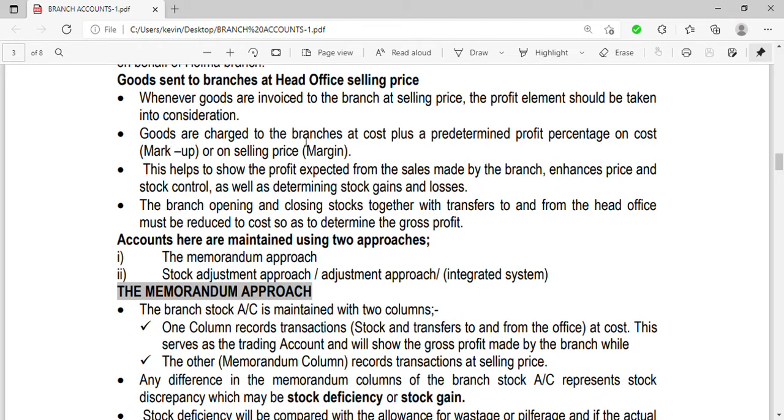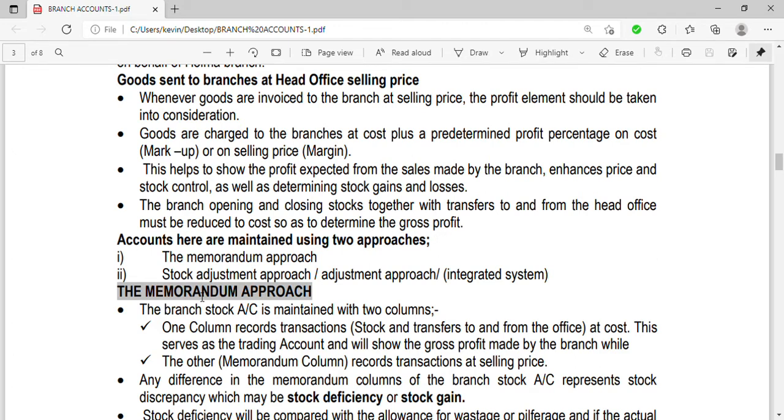Goods are charged to the branches at cost plus a predetermined profit percentage on cost, that is markup, or on selling price, margin. This helps to show the profit expected from sales made by the branch. It enhances price and stock control as well as determining stock gains and losses. The branch opening and closing stock together with transfers to and from the head office must be reduced to cost so as to determine the gross profit.